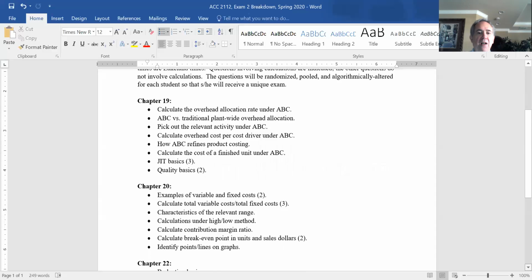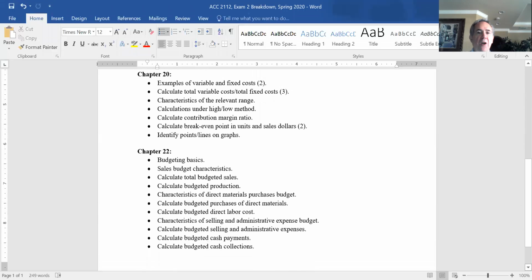So as I move on down the breakdown here, looking at chapter 20, examples of variable and fixed costs. Chapter 20 does get into cost, volume, profit analysis. So we're looking at what happens as volume changes. As volume or number of units changes, we know that, first of all, at the top part of the income statement, sales revenue will change. Then total variable cost will change. Fixed cost will not change, but profit will change. So we go over variable and fixed costs.